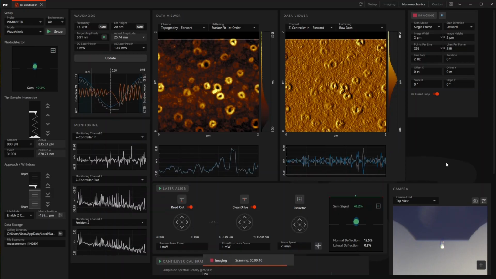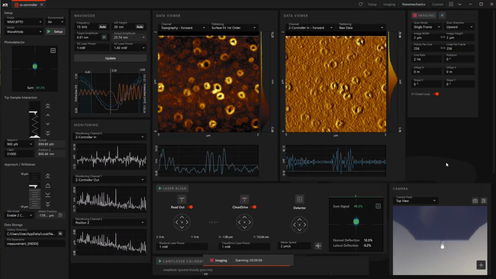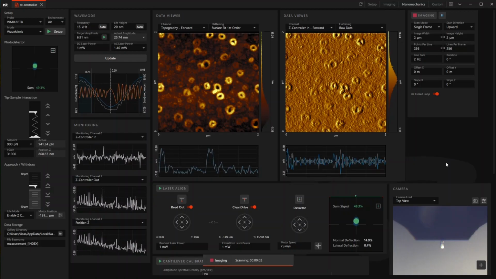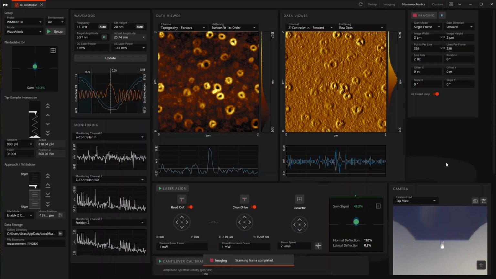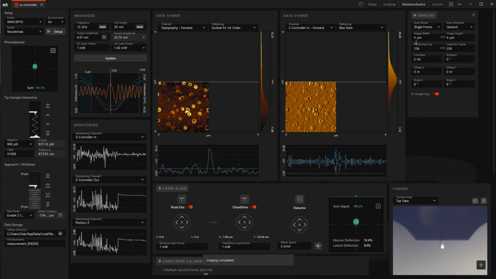And there you have it, wave mode imaging on glass. It's possible to optimize a few things here. For instance, we can scan faster. I think we can easily obtain 4 hertz, but this of course depends on the quality that you want for the final image.